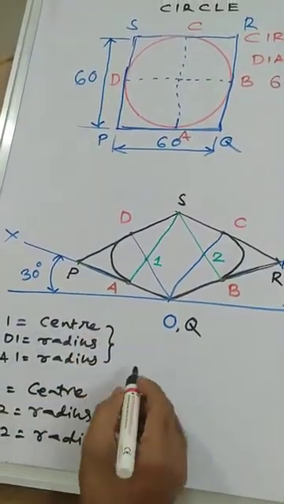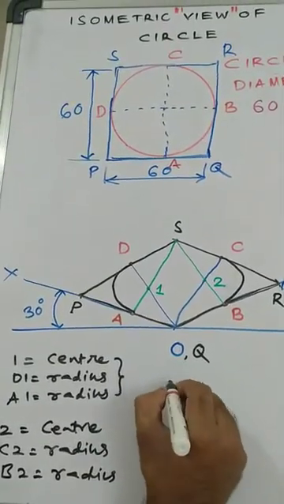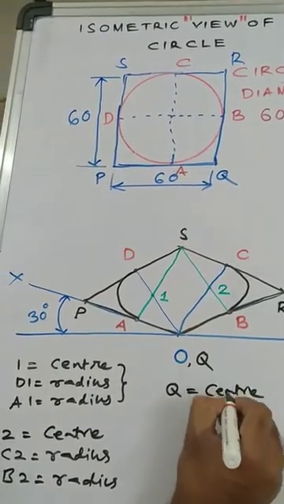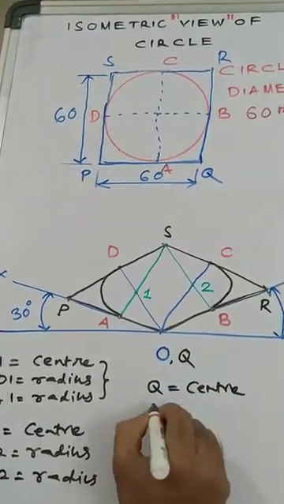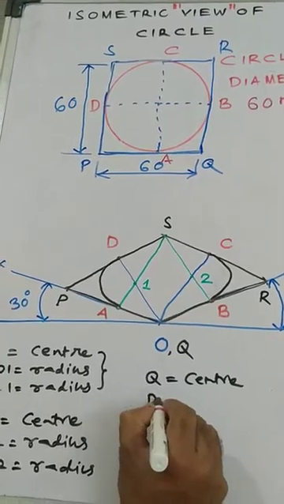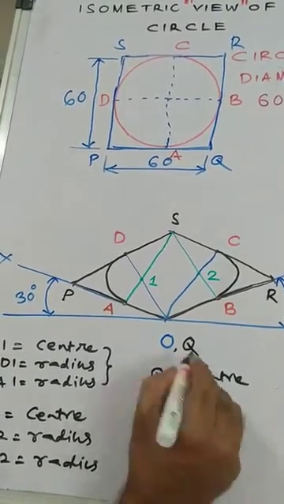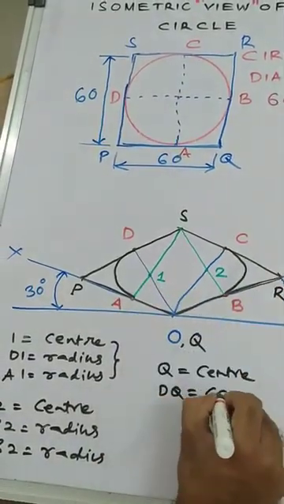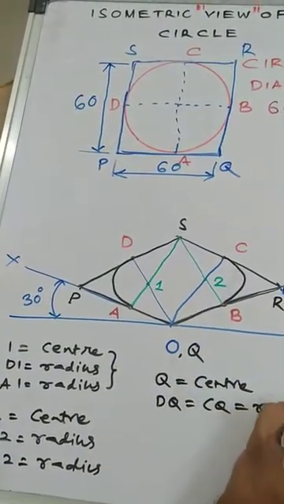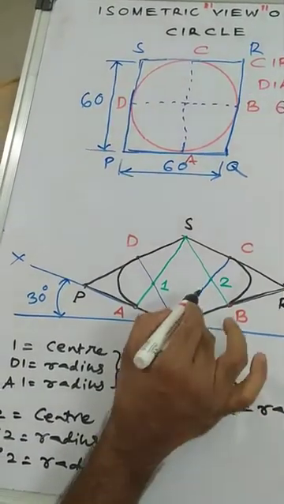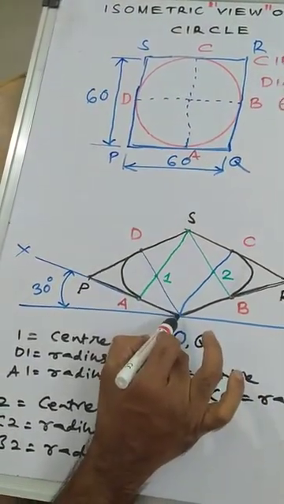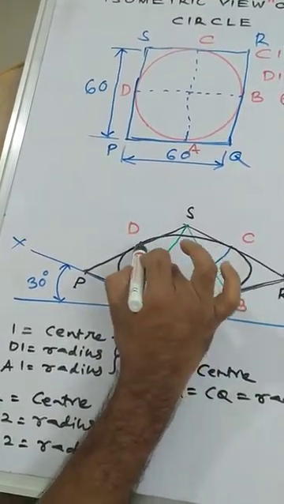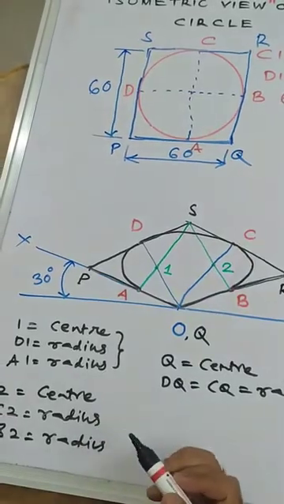After getting this, next thing, Q is a center. Radius will be DQ or CQ. By using a compass, draw an arc. Q is a center, QD is a radius. Draw an arc which is going to touch C and D points.